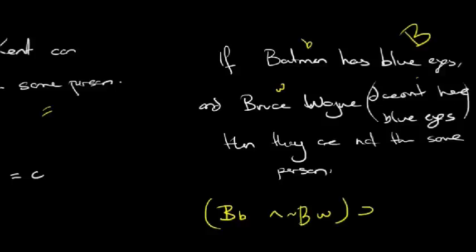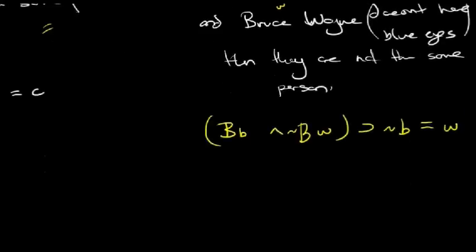So if b and w have conflicting properties, right? b has property A and w doesn't have property A, then it's not the case that b equals w. Okay. So there's another case where we might use that.